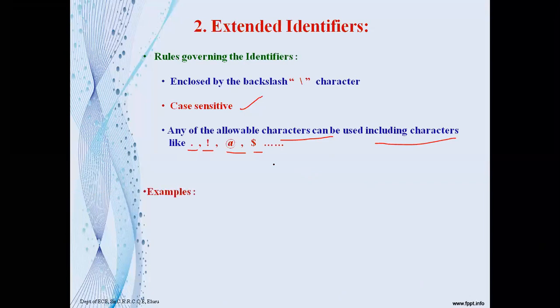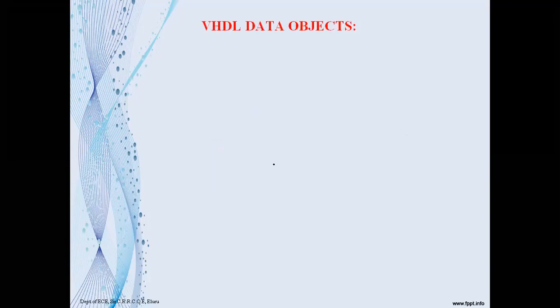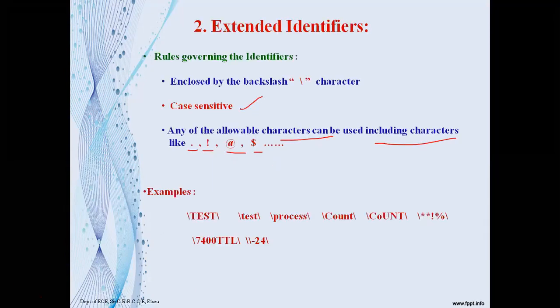So let's see the examples here. Now see here, the text. It is one of the examples, where the text is in uppercase letters. This is accepted as a basic identifier, even if you do not take the two backslashes. If it is not put between the two backslashes, it is a basic identifier. But if it is between the two backslashes, it is an extended identifier.